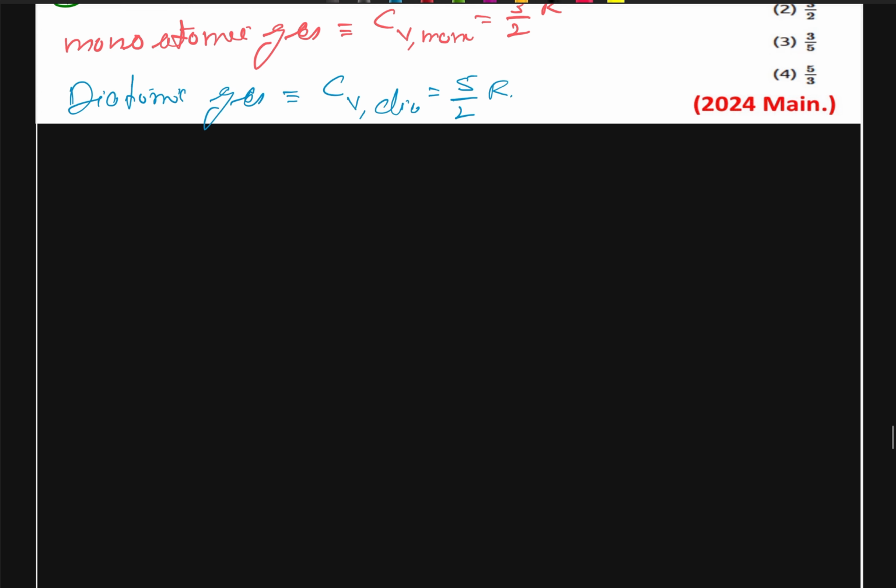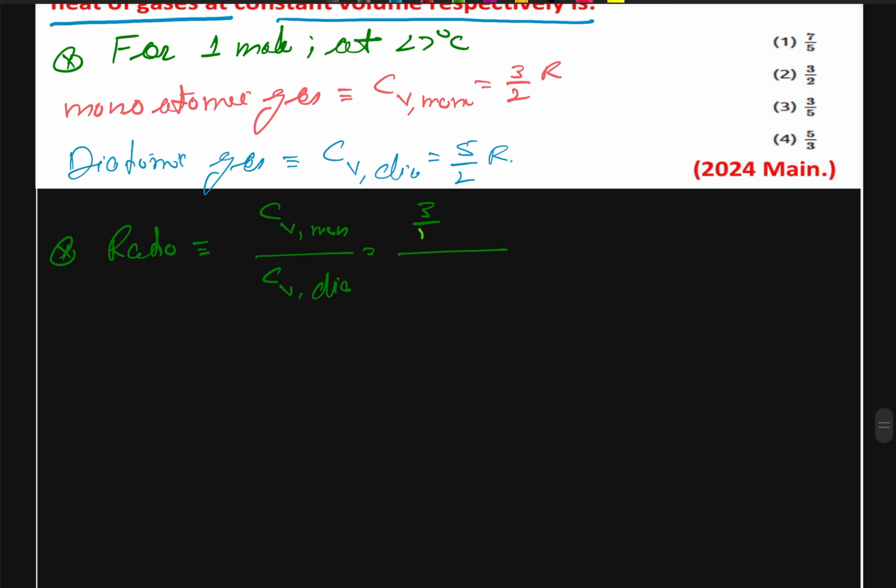Now we can easily find out the ratio. We have C of V of mono and C of V of dia, and this comes as 3 by 2 R and 5 by 2 R. R and 2 cancel out, so this comes as 3 upon 5. So option number 3 is correct.